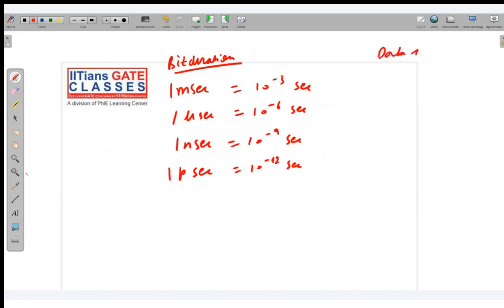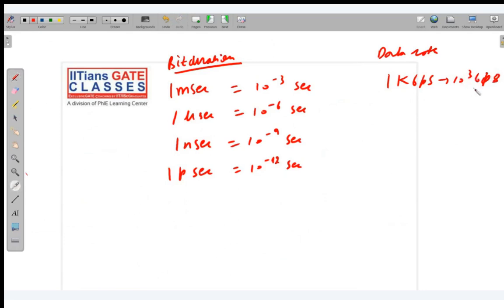Data rate. What will be the data rate? If for 10^-3 seconds 1 bit lasts on transmission media, then the data rate is 1 kbps. 1 kbps means 10^3 bits per second. Simply reverse them. So in networking, you should remember 1 kbps means 10^3, 1000 only.